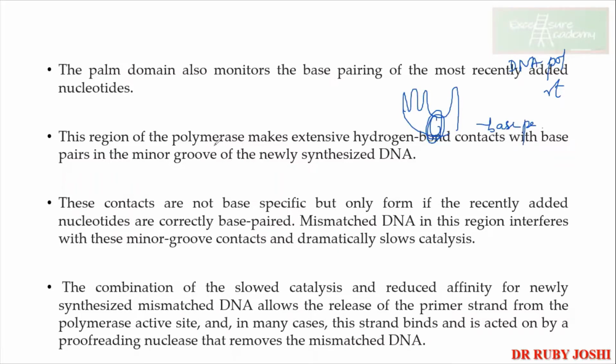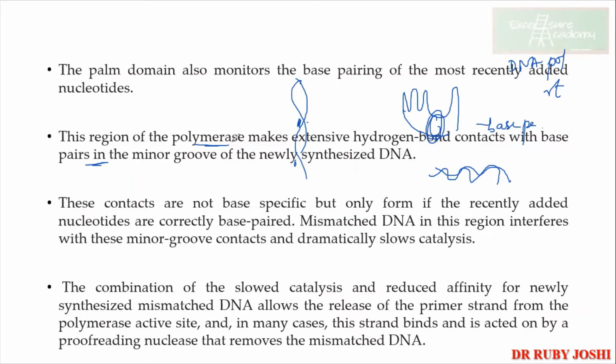Now, this region of the polymerase makes extensive hydrogen bond contacts with the base pairs in the minor groove of the newly synthesized DNA. So, what is happening? जैसे जैसे आपका DNA replicate होता जा रहा है, यानी कि synthesize हो रहा है. So, what is happening? The minor groove of the DNA, if you remember the structure, is making contacts with the newly synthesized DNA. The minor groove is making contacts with the polymerase का palm region.